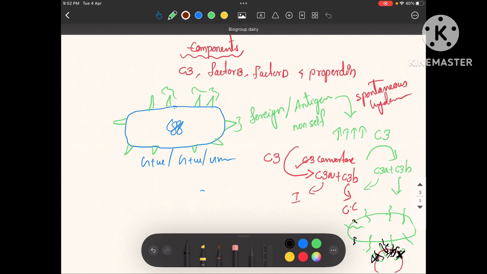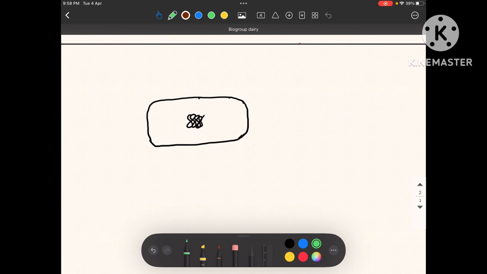So it cannot inactivate the inserted C3b, and the C3b remains active there. Since the bacterial surface carries a low amount of sialic acid, what happens? The C3b remains firmly attached to the surface and it can activate the alternative complement activation pathway.